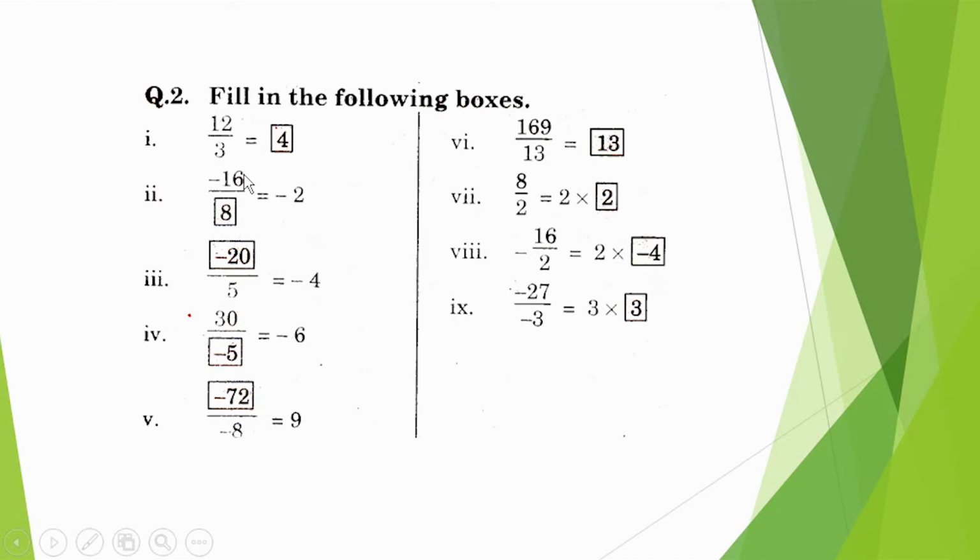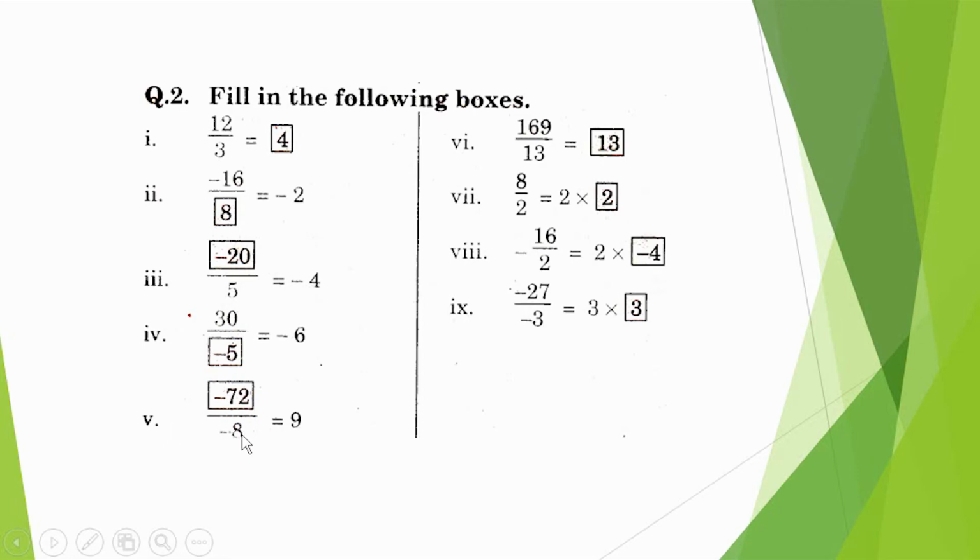Now fill in the following box. 3 fours are 12. Now the box will be 4. What value on which 16 is divided gives minus 2? The sign will be plus, plus minus minus, and 8 twos are 16. Now, which value divided by 5 gives minus 4? The sign will be plus minus minus, and 5 fours are 20.